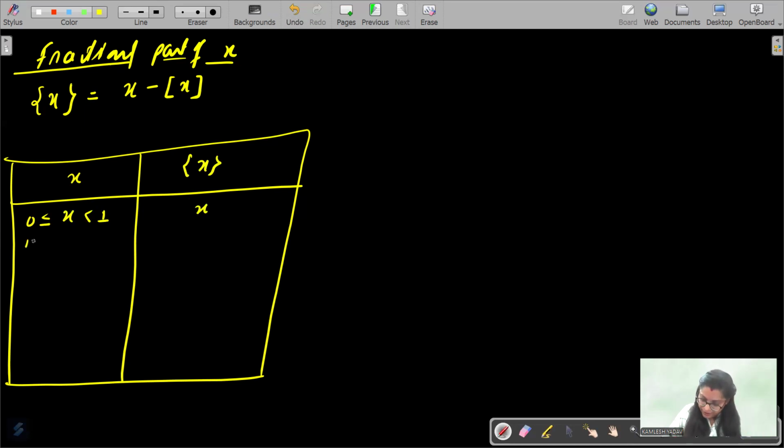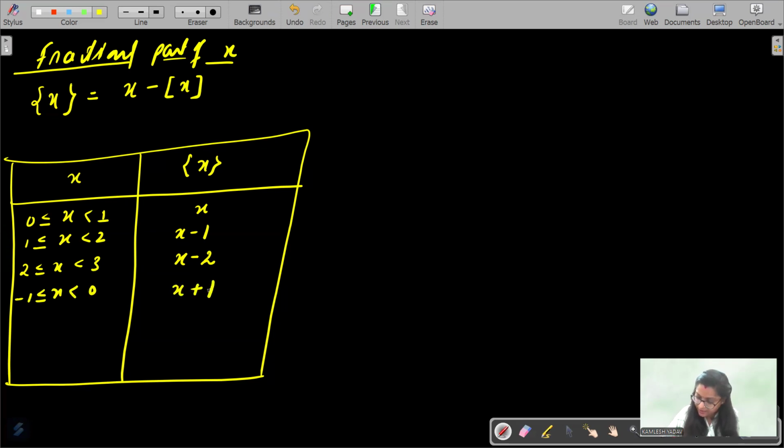Okay, when we write 1 less than equal to x less than 2, it means here the fractional part is x minus of greatest integer of x. So here we write x minus 1. When we go for 2 less than equal to x less than 3, so x minus 2. Okay, when we go for the negative integer, it means -1 less than x less than 0. It means this is x plus 1, right? Now next one is -2 less than equal to x less than -1. So which is x plus 2. Okay.